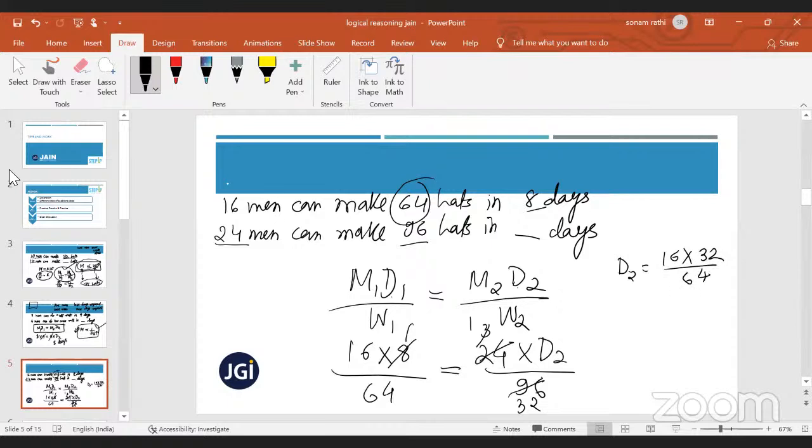Okay, can I cancel it further? Yes, 4 fours are 16, and 4 how many times 64? 16 times. Then 4 ones are 4, 4 fours are 16, and this is 8. So D2 is equal to 8 days. So in 8 days, 24 men will make 96 hats, right?